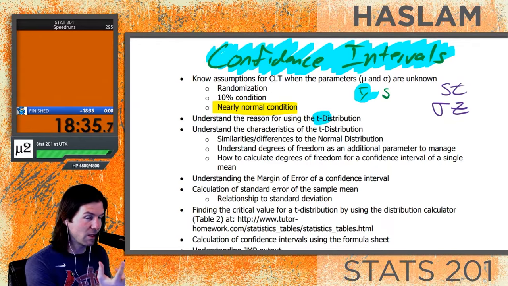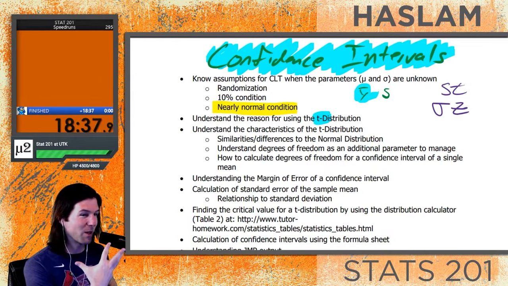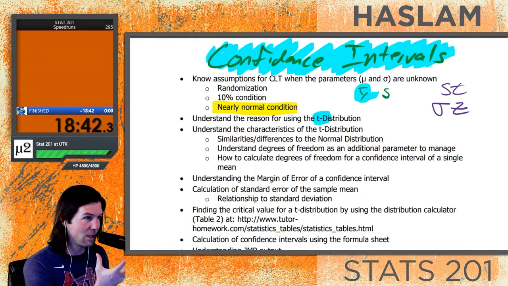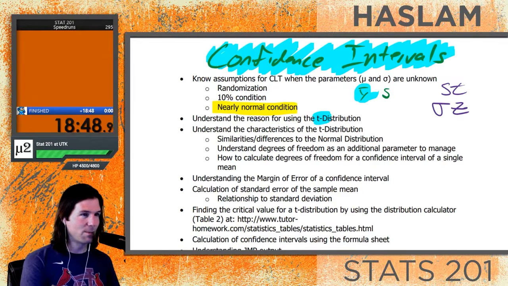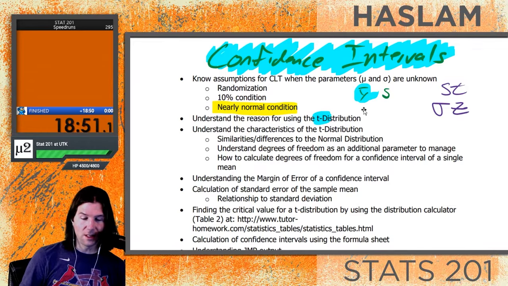This is the one that William Gossett created, and this is a speed run here, so we're not going too much more in depth, but I like to remember S and T, sigma z. So if you have sigma, you'll be using z. If you have S, you're using t, and that's kind of the real basics behind it. Understand the characteristics of the t distribution.